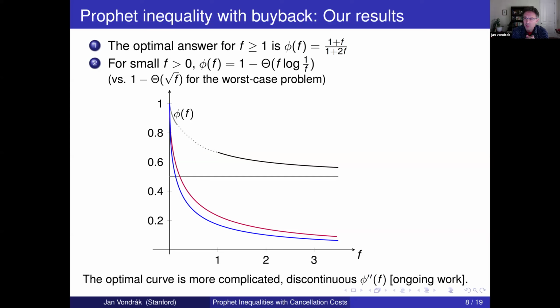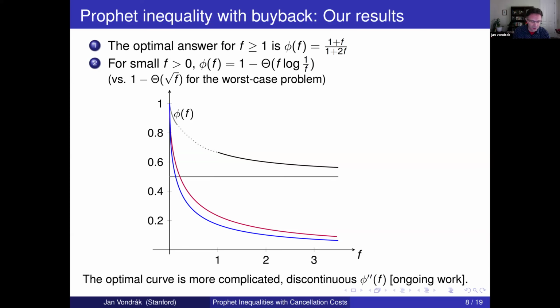But in fact, we know that this is not the answer for f less than 1. For f approaching 0, we identified the behavior of the curve. It's roughly 1 minus some constant times f log(1/f). So that's the way it behaves close to 0. And it's instructive to compare that with the previous result in the worst case setting, which is some more complicated formula, but it behaves like 1 minus square root of f close to 0. So in the Bayesian setting, you see that the curve approaches 1 much faster, which shows the benefit of the knowledge of these distributions.